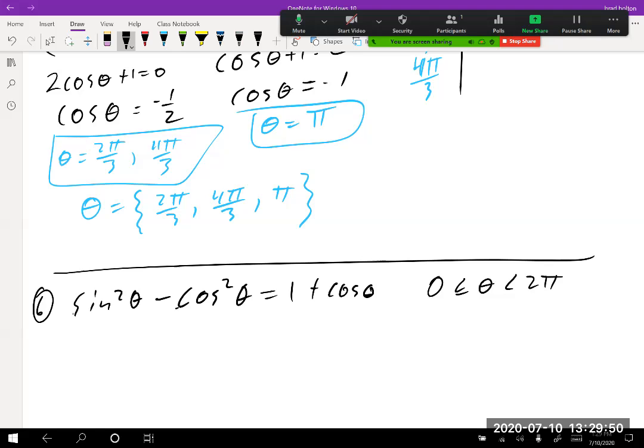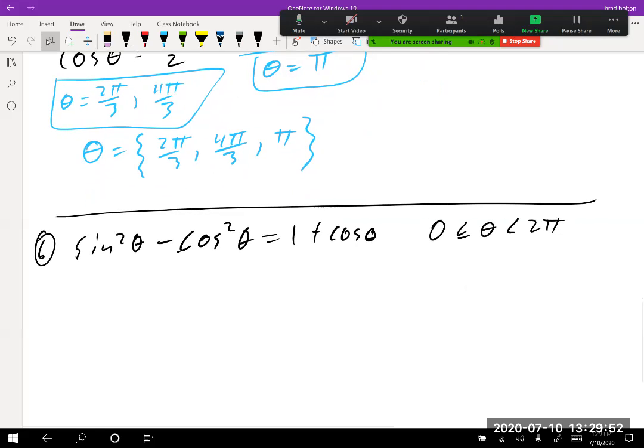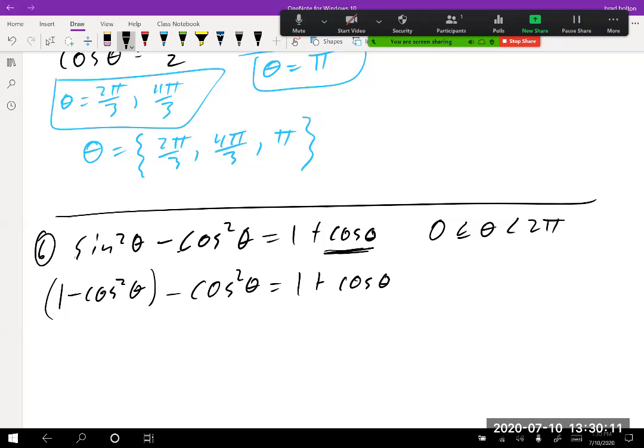So what I want to do first is we either have to make a decision. We're going to turn everything into cosines or we're going to turn everything into sines. Well, it looks like we need everything to be cosines because we have this cosine over here. So I'm going to do this as 1 minus cosine squared theta minus cosine squared theta equals 1 plus cosine theta. Okay. Now this will become negative 2 cosine squared theta plus 1 equals 1 plus cosine theta.